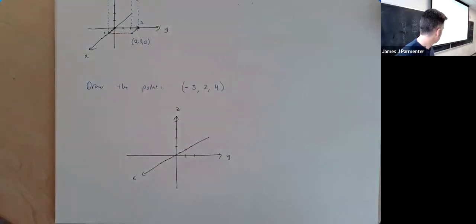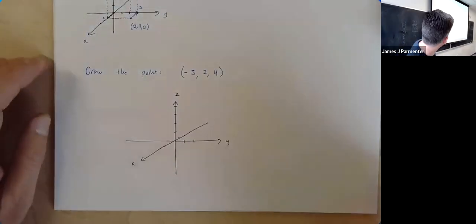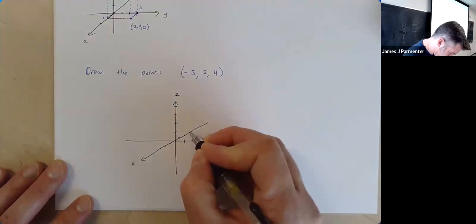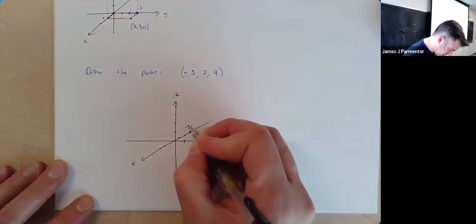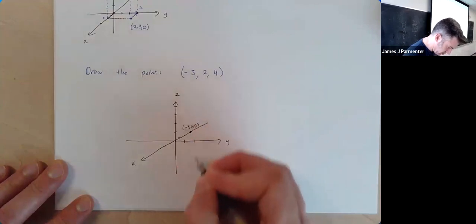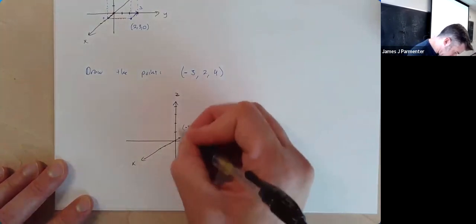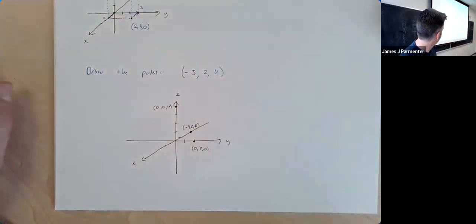All right, let's take a look. This isn't bright enough. So I'm going 3 back, so -3 in the x direction. There's the point -3, 0, 0. +2 in the y direction: 0, 2, 0. +4 in the z direction: 0, 0, 4. And then we're finding where all these things meet.